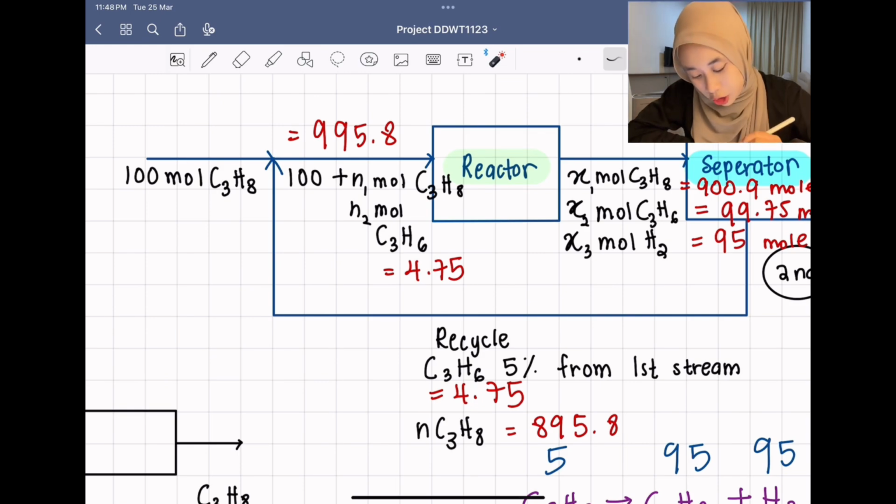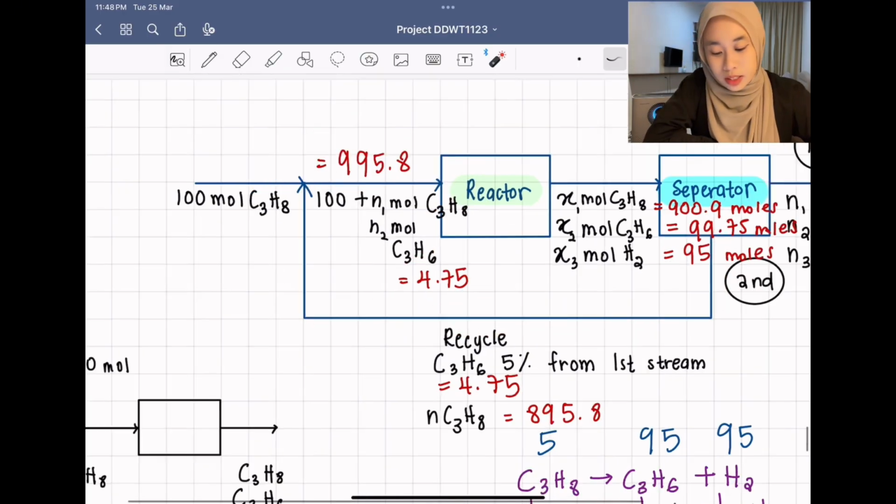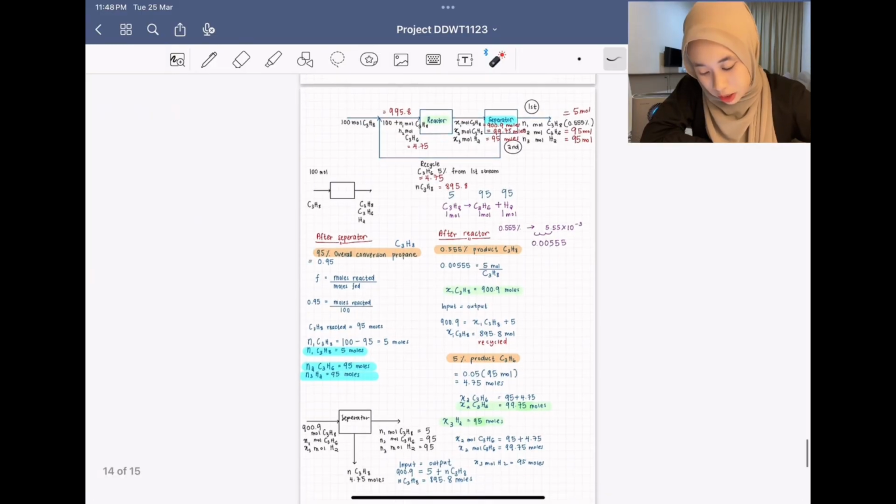While for C3H6 remains the same sebab this is C3H8. So kita tak tambah dengan C3H6 lah. So bila dia recycle dia just masuk balik 4.75 moles juga. So that is it. This is the full working for this question.